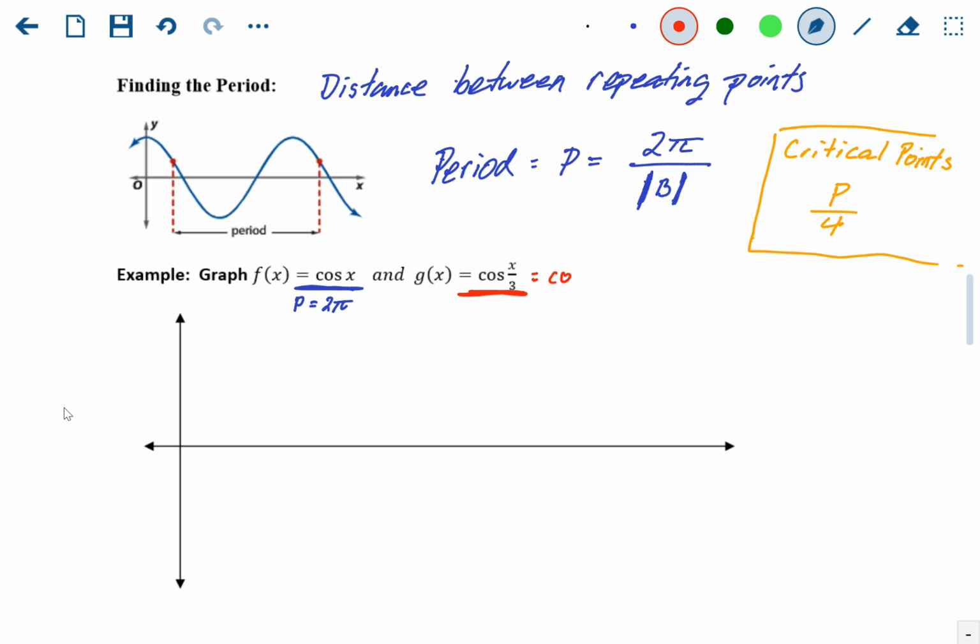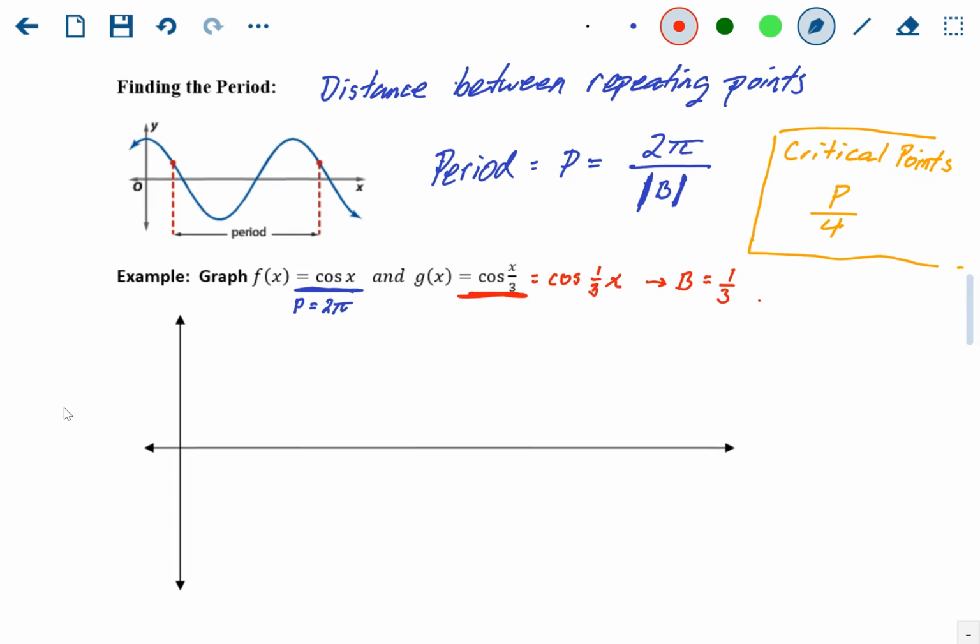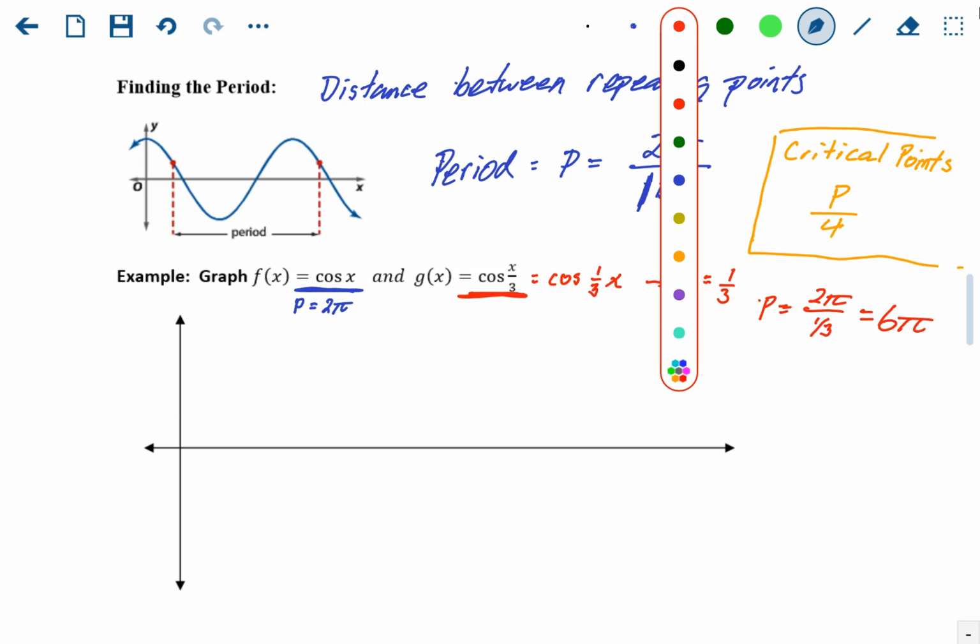The second one, cosine of x over 3, can be rewritten as 1/3 x, which means your b value is 1/3. So we're going to use that 1/3 to find the period. Remember, period is 2 pi divided by b, so this is going to be 2 pi divided by 1/3, which is 6 pi. So our period is 6 pi. To go 1 full cycle, it's going to take 6 pi, where usually it takes 2 pi. So on the edge of our graph, we're going to put 6 pi on the right side.